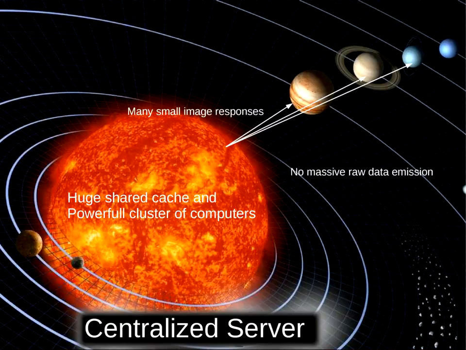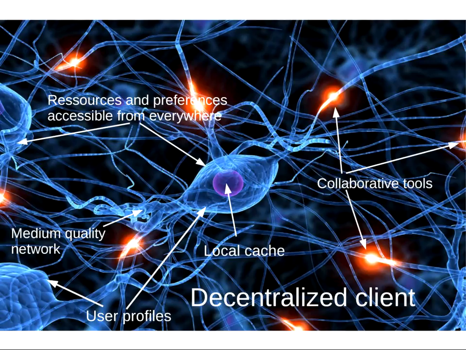We can have a huge shared cache on the server side, and that's interesting for us to cache decompressed grids and to handle, for example, cross-sections. We can have a powerful cluster of computers which provides horizontal scalability. We use a decentralized client, which is interesting because users can access the software from everywhere, on every workstation, and we can provide local configuration.